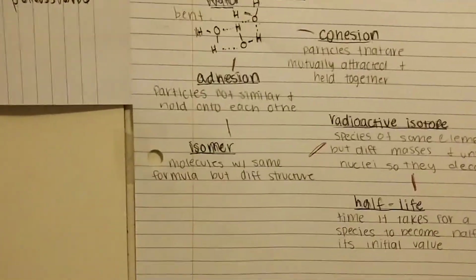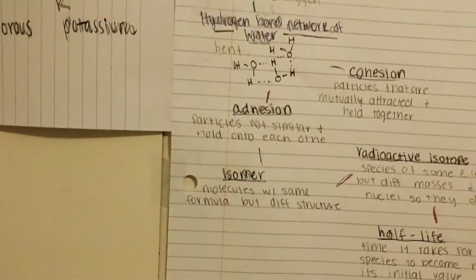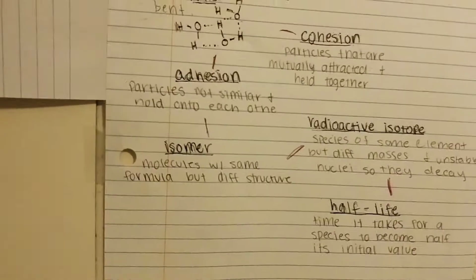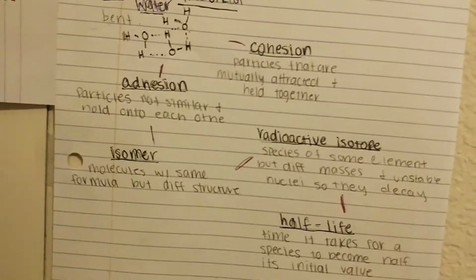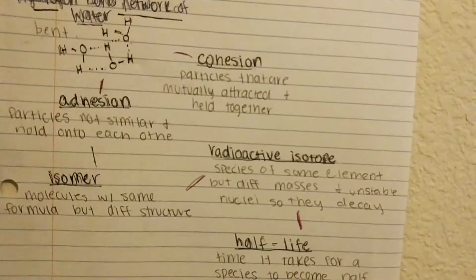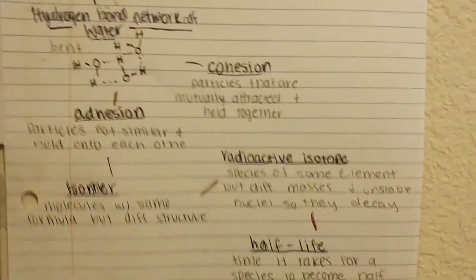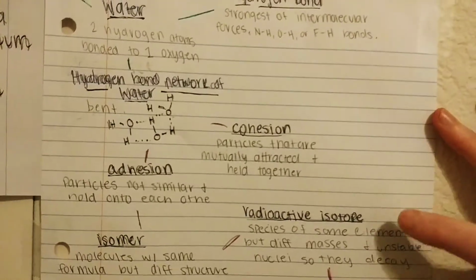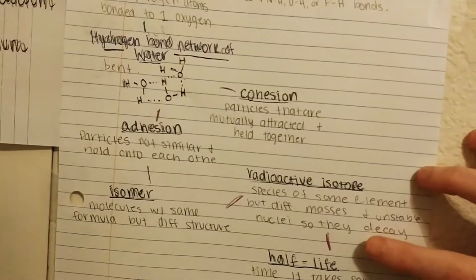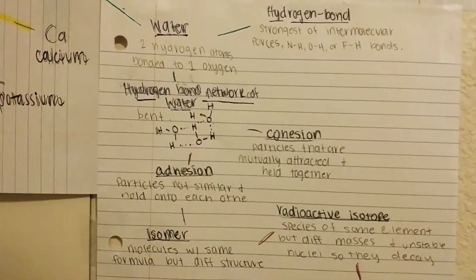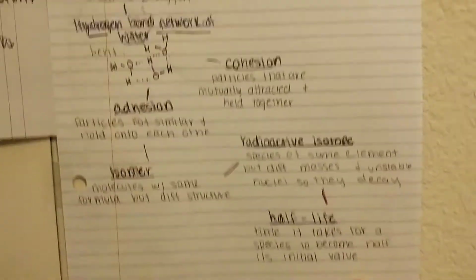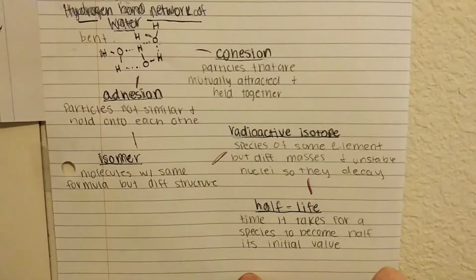That leads into an isomer because they're talking about not similar particles, and isomers are particles with the same formula but different structures. So they're similar but not really. And that also leads into the radioactive isotope, which is a species of the same element but with different masses and unstable nuclei, so they decay. And the half-life for decay is the time it takes for a species to become half of its initial value.